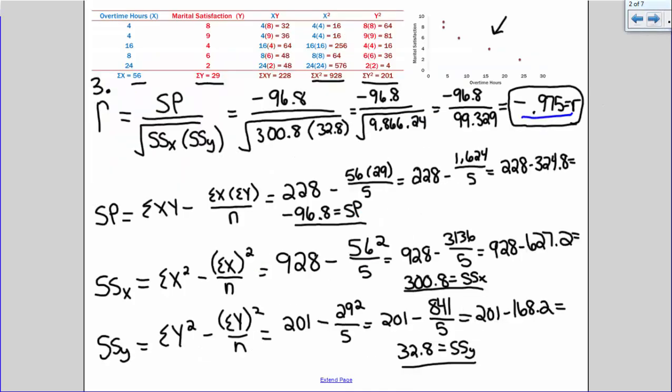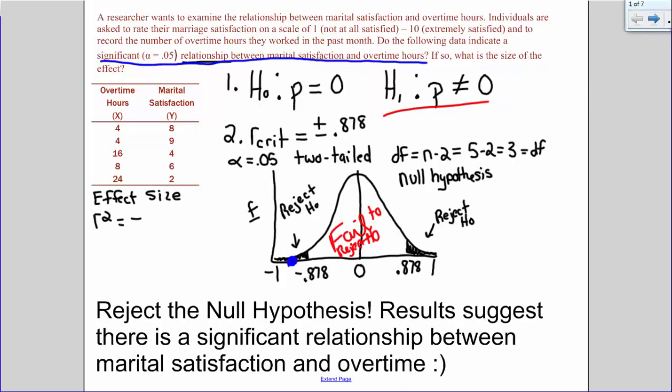Remember, R was negative 0.975, so negative 0.975 squared. Now remember, a negative times a negative is always a positive. And some calculators get kind of screwy with that. So whenever you're squaring something, just ignore the negatives completely because the final value will be positive anyway. So negative 0.975 squared gives you 0.951. That is a very large effect to go along with our very strong correlation.